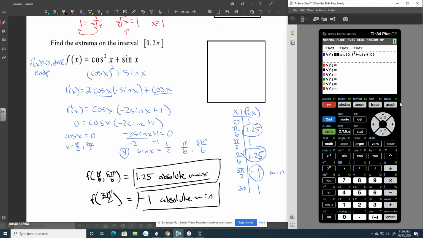So if I look at what this graph looks like, let's change our window to go from 0 up to 2 pi. I'm going to change my x minimum and maximum just a little bit. I'm going to make my x minimum, let's just go -2, and let's make my y maximum 2, just so we can see what it looks like a little bit better.